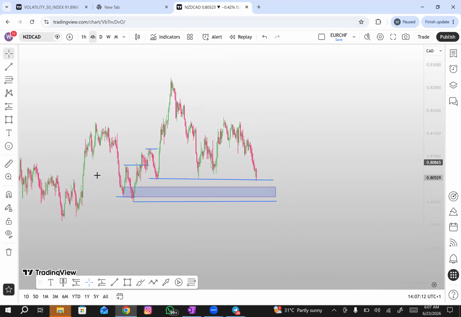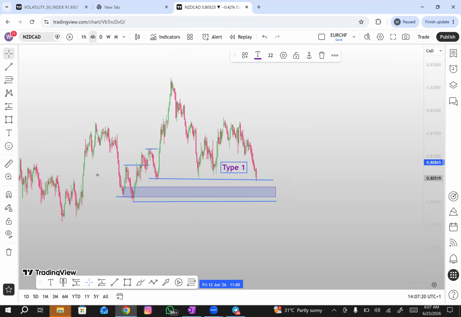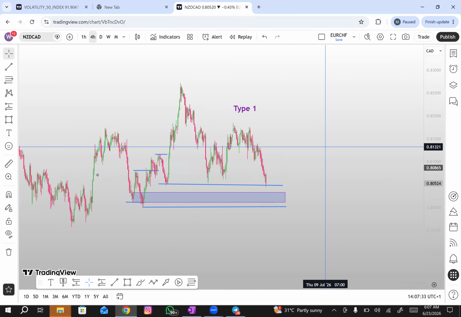This is type 1, right? This is type 1. Okay, so this is the point of interest. This is our point of interest.